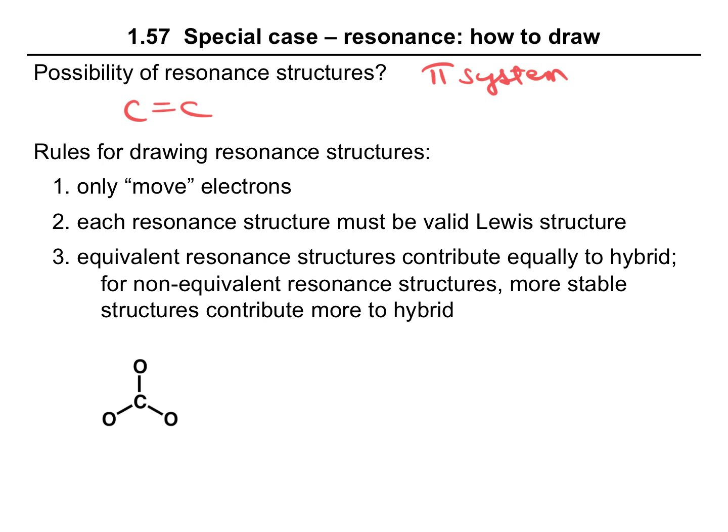When we are converting one resonance structure to another, we are only moving electrons. Notice I have movement in quotes because we are talking about the imaginary movement of electrons. Furthermore, each resonance structure must be a valid Lewis structure. So even though that Lewis structure doesn't exist, it still has to follow the rules for valid Lewis structures. And it's also important to keep in mind that equivalent resonance structures will contribute equally to the hybrid, whereas for non-equivalent resonance structures, the more stable structure would contribute more to the hybrid.